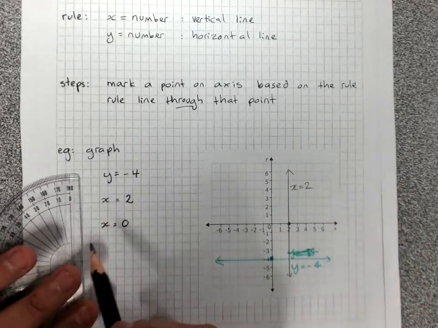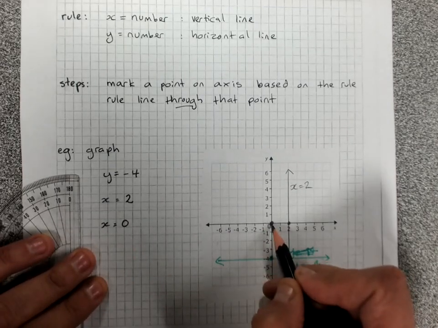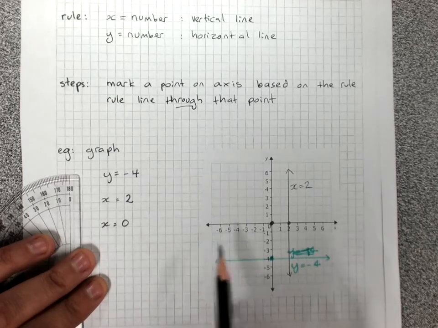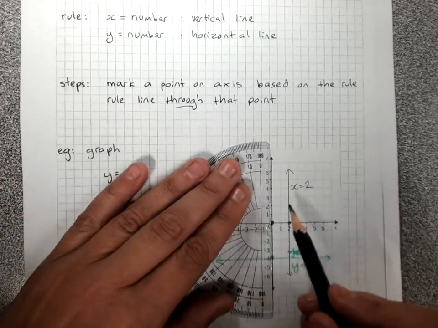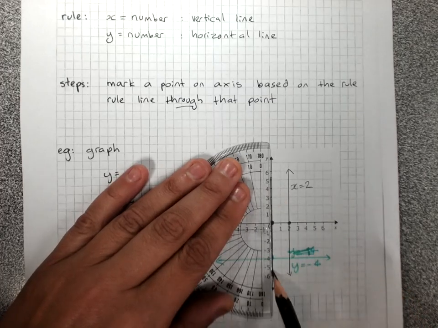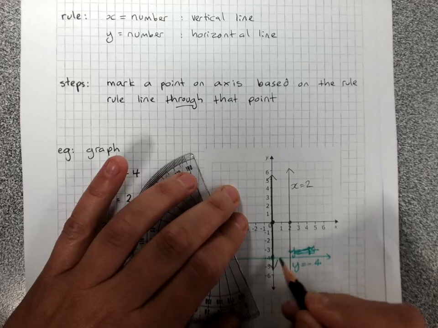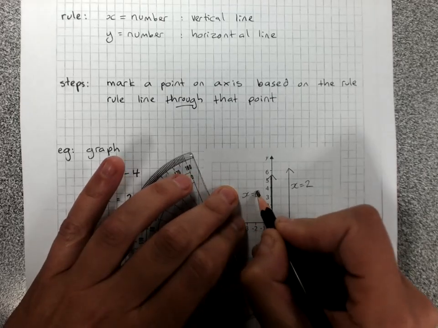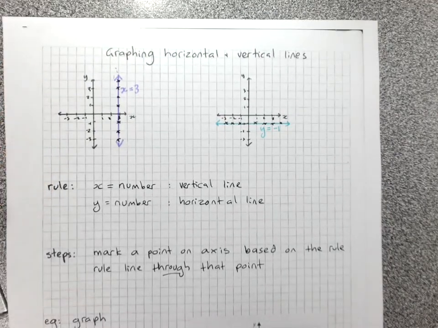Now the only one that gets a bit tricky, x equals 0. I've got to put a point there, but then I have to remember x lines have to be vertical. So this line, x equals 0, is really hard to graph because it's on the y-axis and I've got to label that x equals 0. But that's how you graph horizontal and vertical lines.